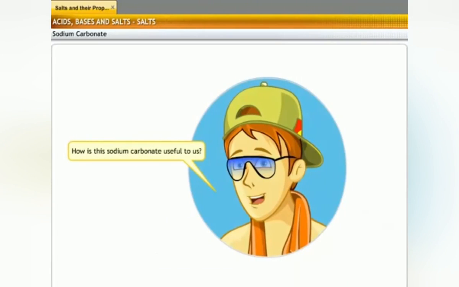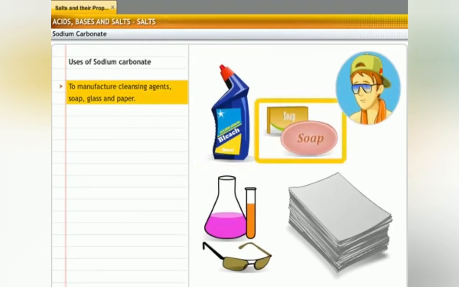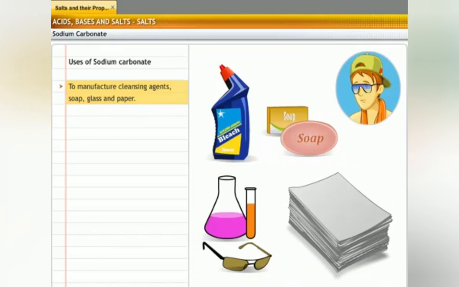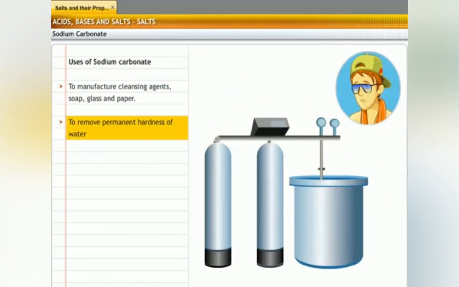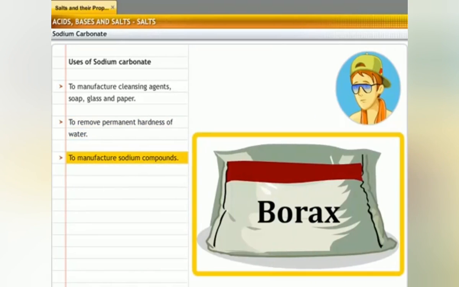How is this sodium carbonate useful to us? Sodium carbonate is used to manufacture cleansing agents, soap, glass, paper, etc. It is also used for removing the permanent hardness of water. It is used to remove the dissolved salts in the water and make the water clean for drinking. It is even used to manufacture sodium compounds like borax, which is used as a cleansing agent.